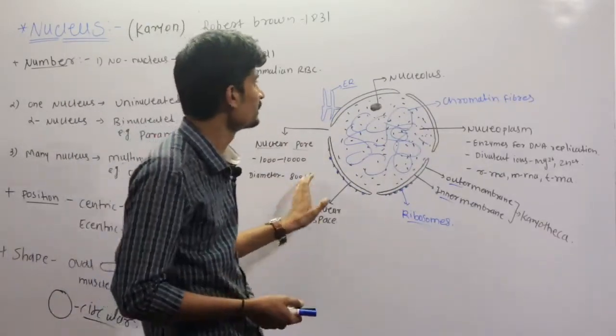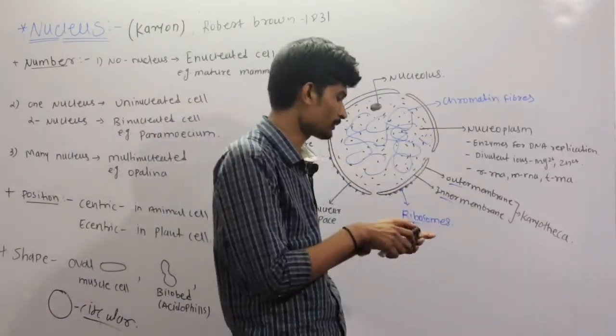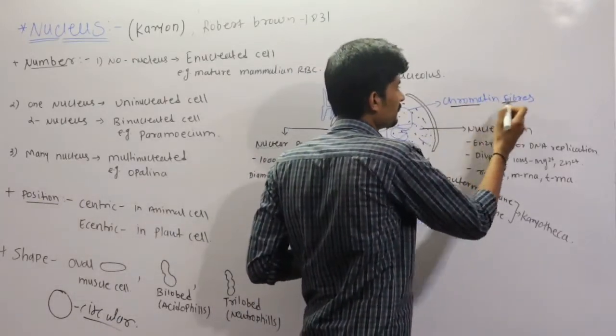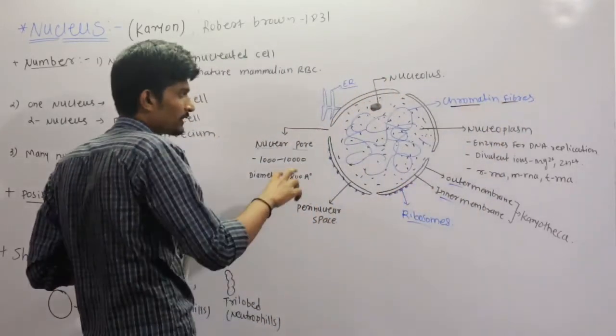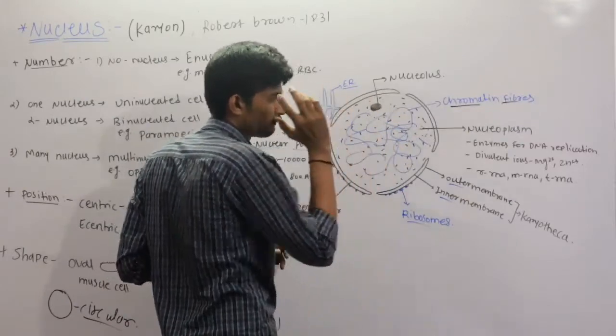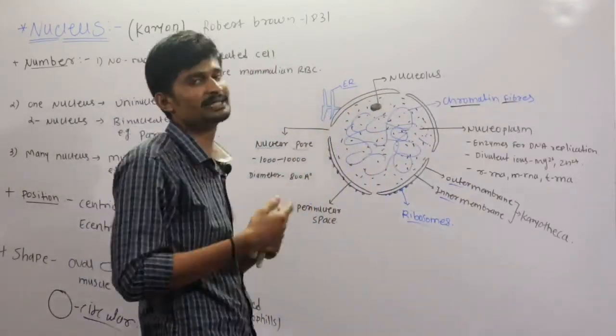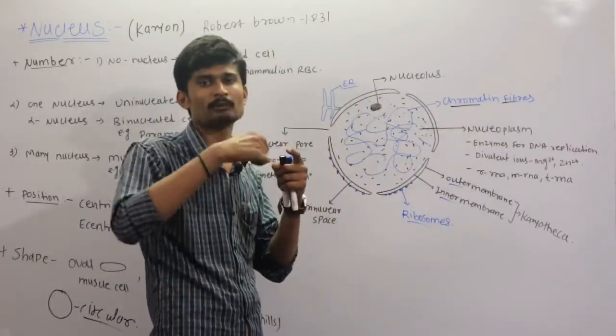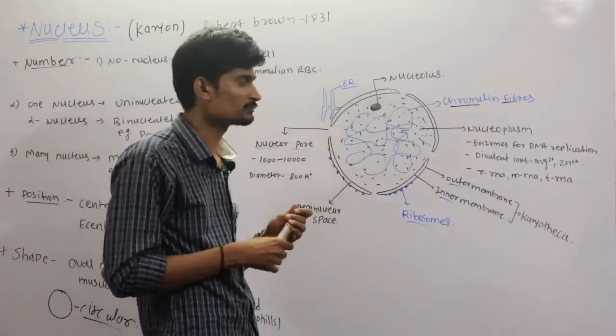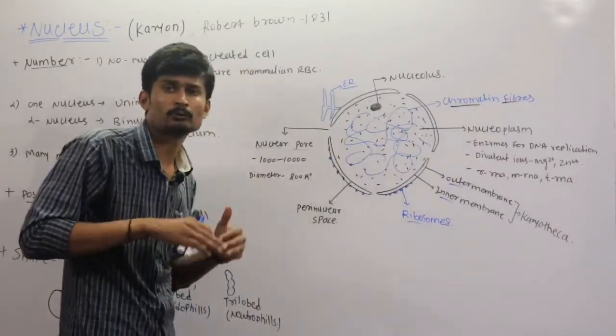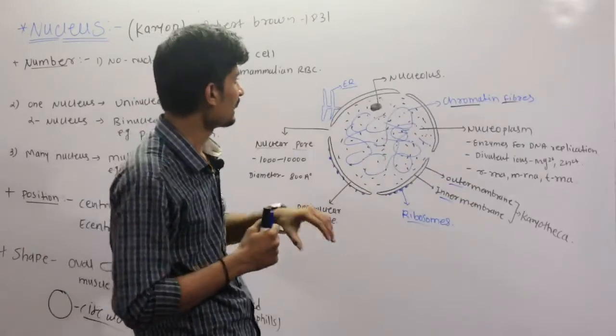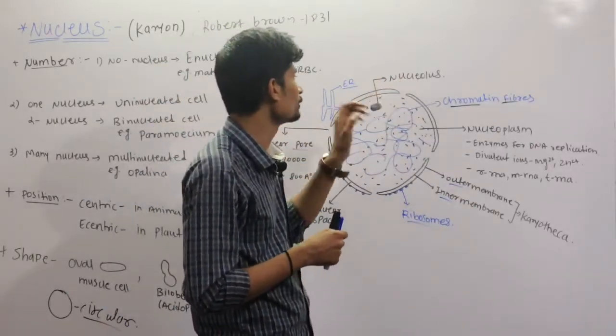Then another important structure is the chromatin fiber. This chromatin fiber is present in the form of a network. It is made up of DNA. The DNA is present in the form of coiling, in the form of fibers, which is called chromatin fiber or chromatin network. And the last structure is the nucleolus.